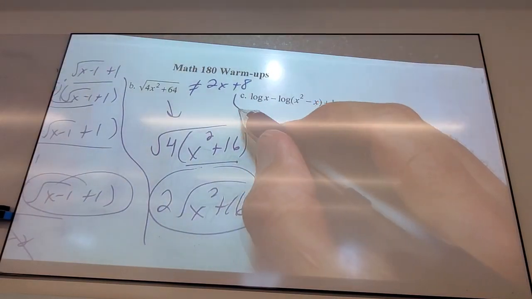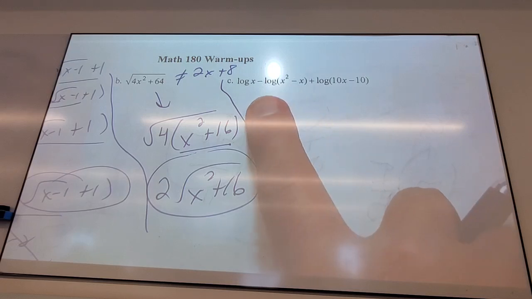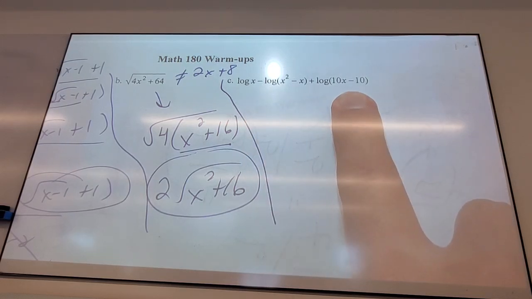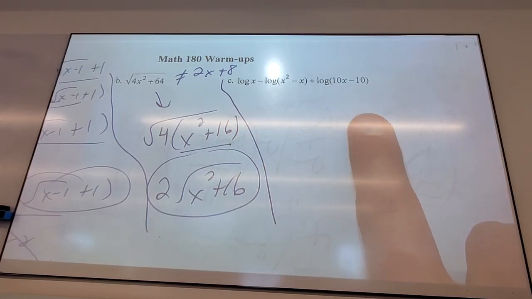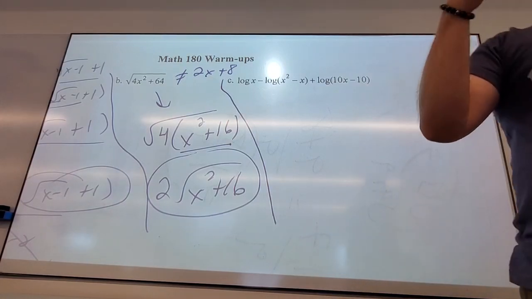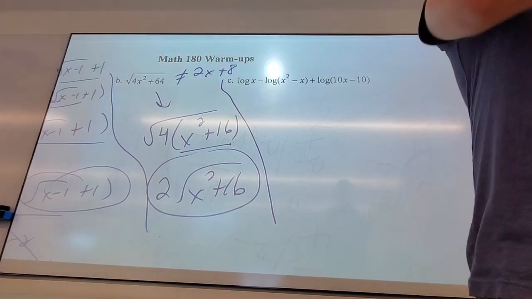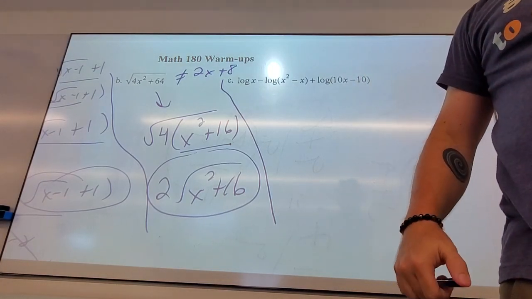So what about logs? Do you guys remember the properties of logarithms? I remember that a common log is a log base 10. Good. So these are all log base 10. That could become important here in a bit. Minus is division, plus is multiplication. Real quick, what is a log? It's an inside out exponent.